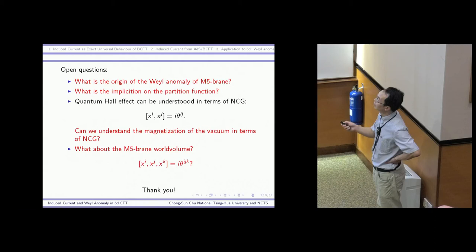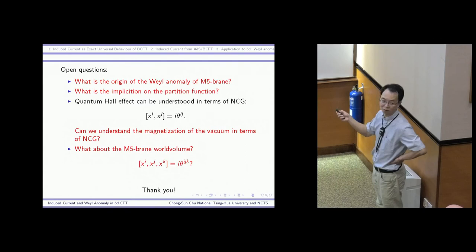So there is a list of questions, many questions one can ask. These are some questions I just put down, of interest to me. For example, what's the origin of the Weyl anomaly? Of course, this is the most important question. We don't know. What's the implication for the partition function? It's interesting, but we don't know.